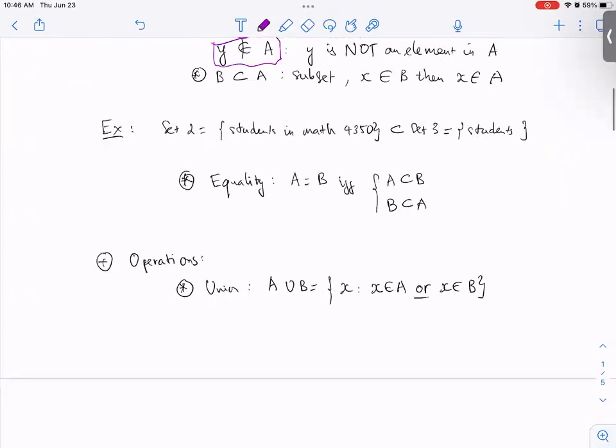Another relation we can define is the equality relation. So A is defined to be equal to B if and only if A here is a subset of B, and coincidentally, B here is also a subset of A. So when these two conditions are satisfied, then we say that A is equal to B.